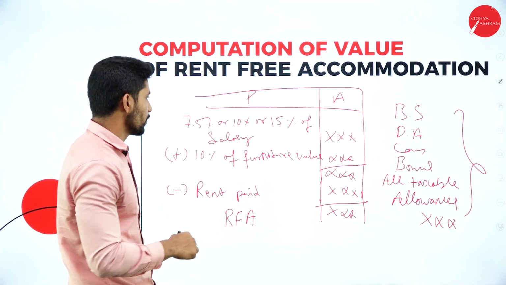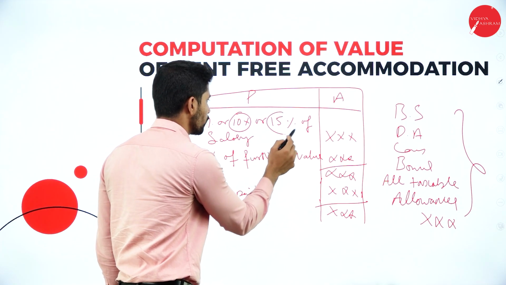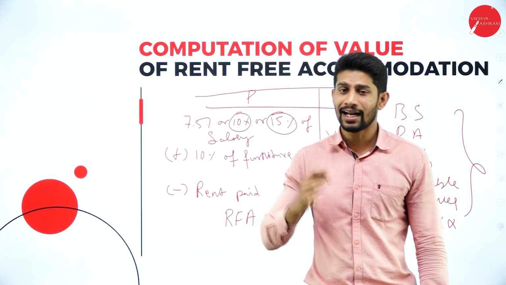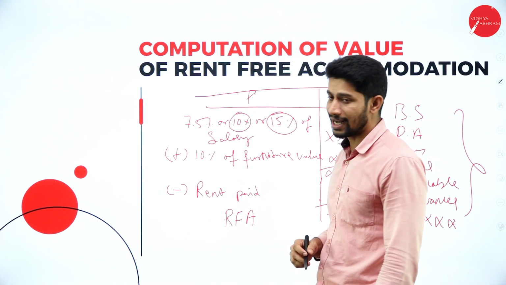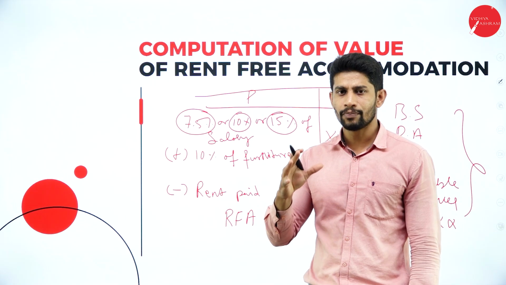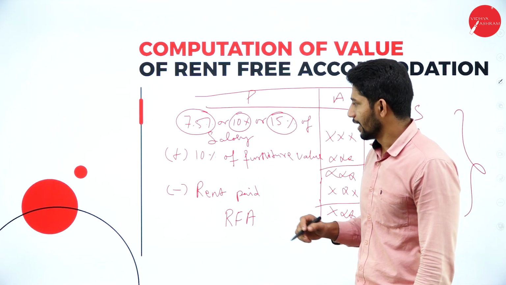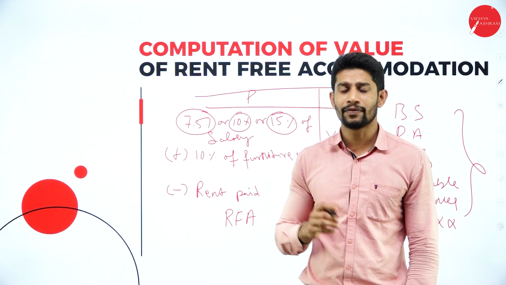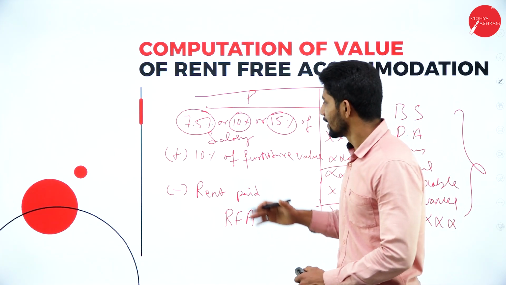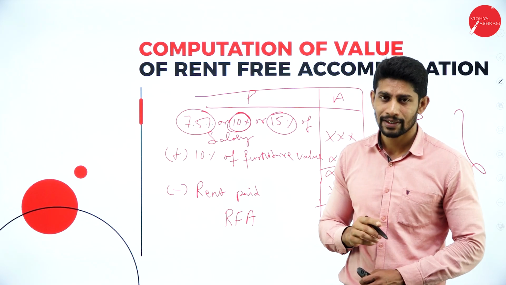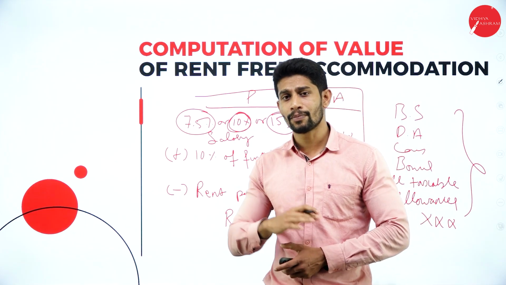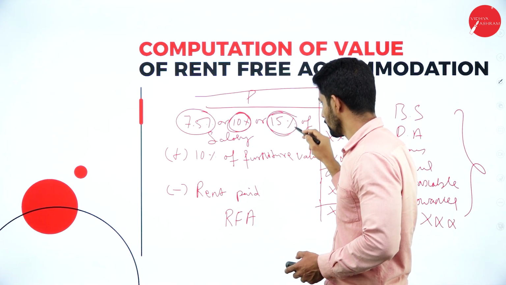So when to compute 7.5, when to compute 10% or when to compute 15%? If the employee is working in a city where the population is less than 10 lakh, then you will be computing 7.5% of salary. Next, if the population is between 10 lakh to 25 lakh, then you will be taking 10% of salary. If the employee is working in a place where the population is more than 25 lakhs, then you will be taking 15% of salary.